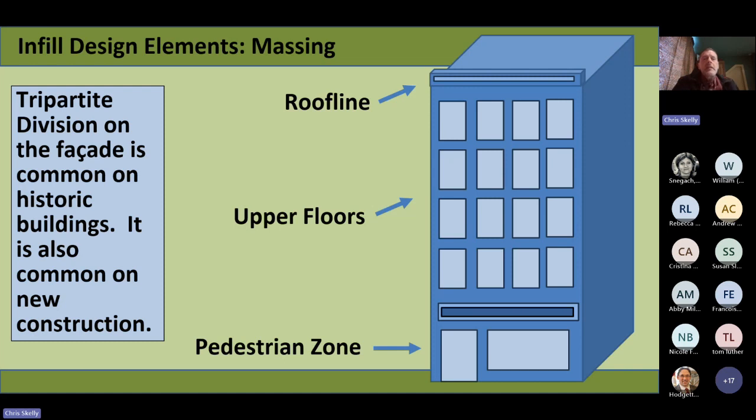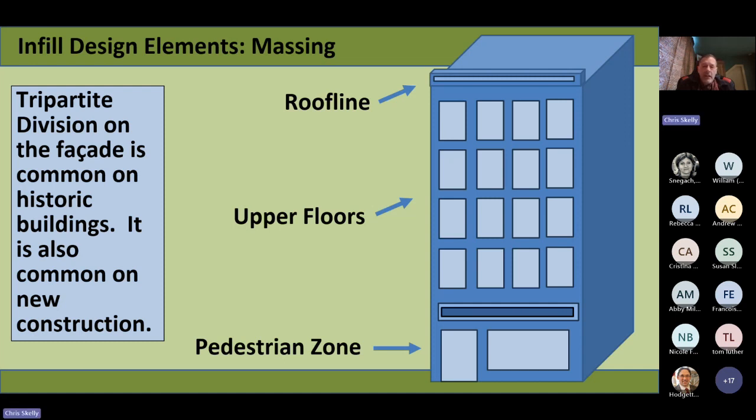The other way to break up the massing on larger buildings, denser buildings in a downtown area, is to do what's known as a tripartite division on the facade. So this is very common on historic buildings, but it's also often used on new construction as well. And so we just talked a few minutes ago about how we break up the massing in terms of those bays as we go horizontally.